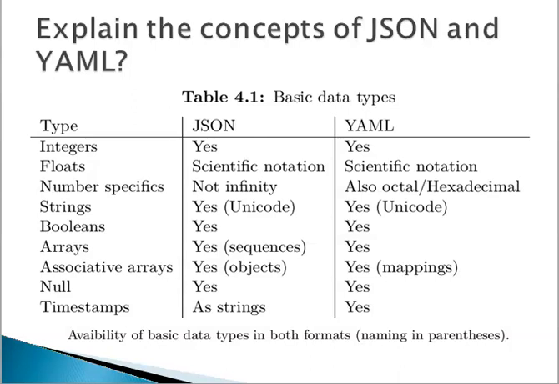YAML. YAML is a human readable data serialization language that is often used for writing configuration files. YAML stands for yet another markup language. YAML is a popular programming language because it is designed to be easy to read and understand. It can also be used in conjunction with other programming languages. YAML file names use the extension .yaml or .yml.